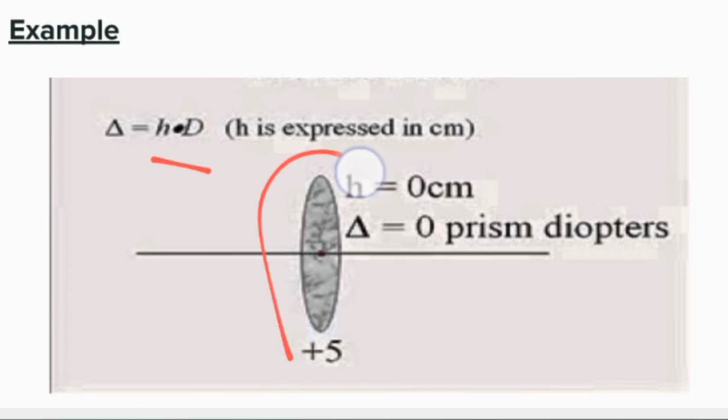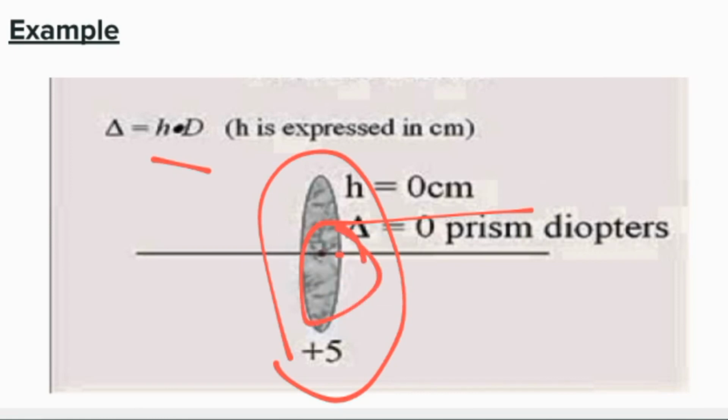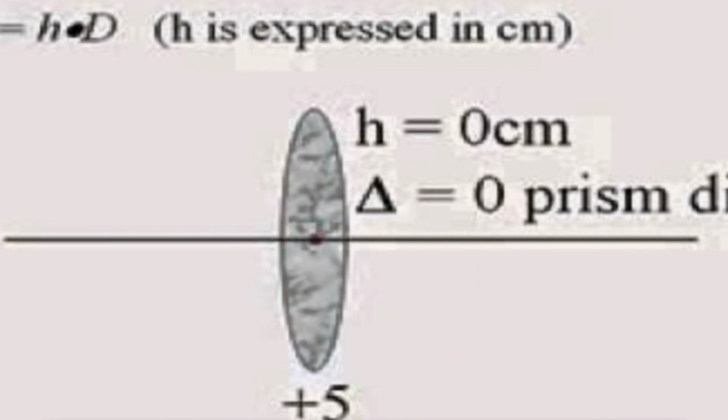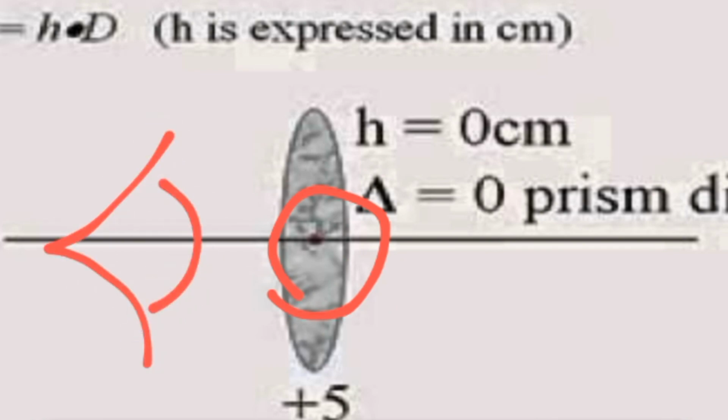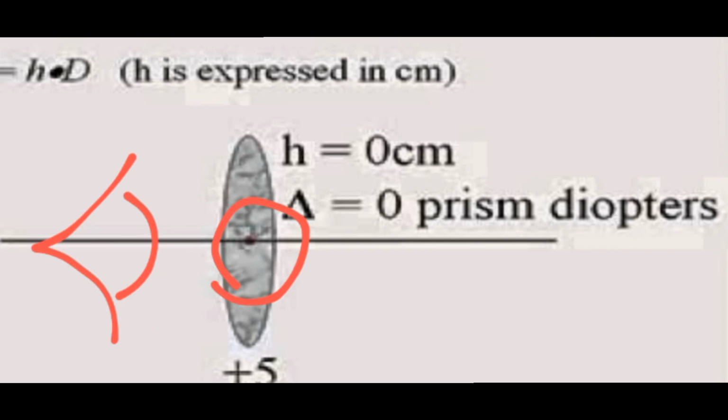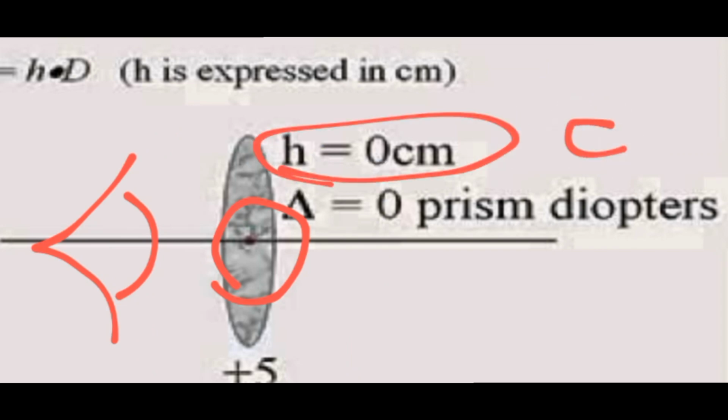If we have a lens of +5 and there is no decentration, you can see over here the optical center is aligned. If I zoom in, you can see that the center of the lens is aligned with the visual axis of the patient's eye. Suppose here is an eye, right? You can see it's aligned. There is no decentration. So this means that decentration, or H, or C in centimeters, is 0, and the power of the lens is +5.